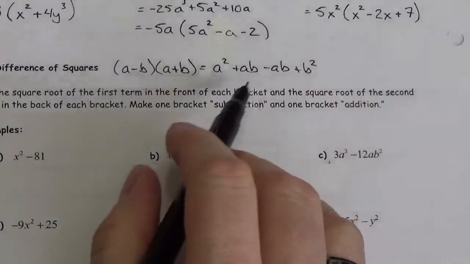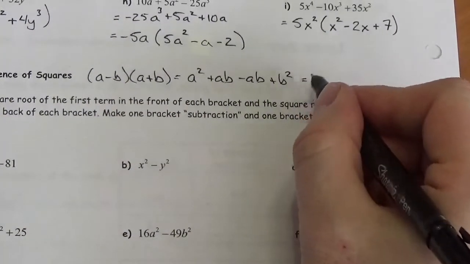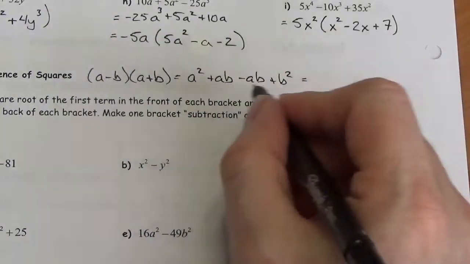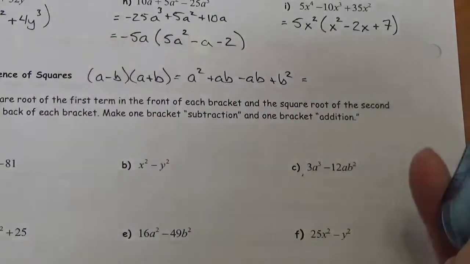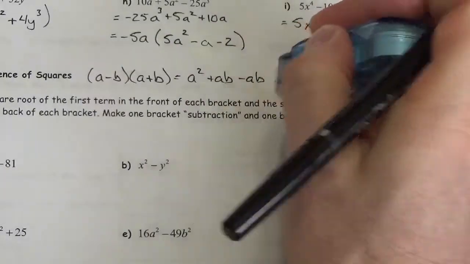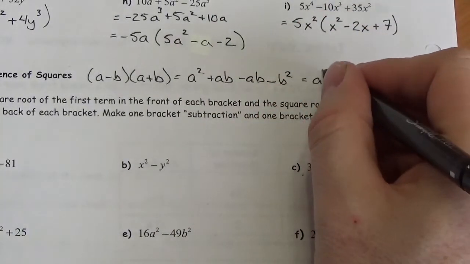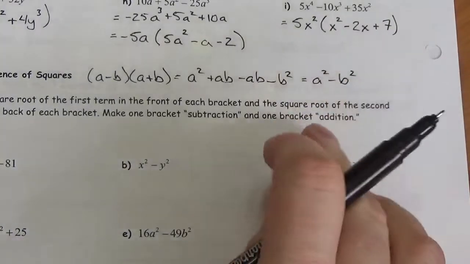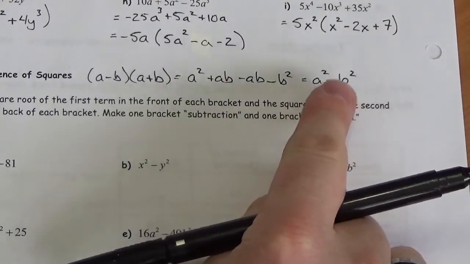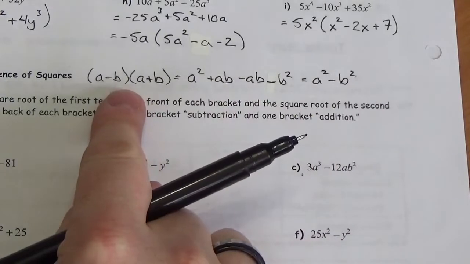Okay, and then we recognize that those two middle terms are just going to become 0 when you add them together. They're additive inverses of each other. Oh, sorry, and that's not plus b squared, my mistake. That's minus b squared. Okay, and then you get a squared minus b squared at the end here. All I'm asking you to do is to go from here back to this one.